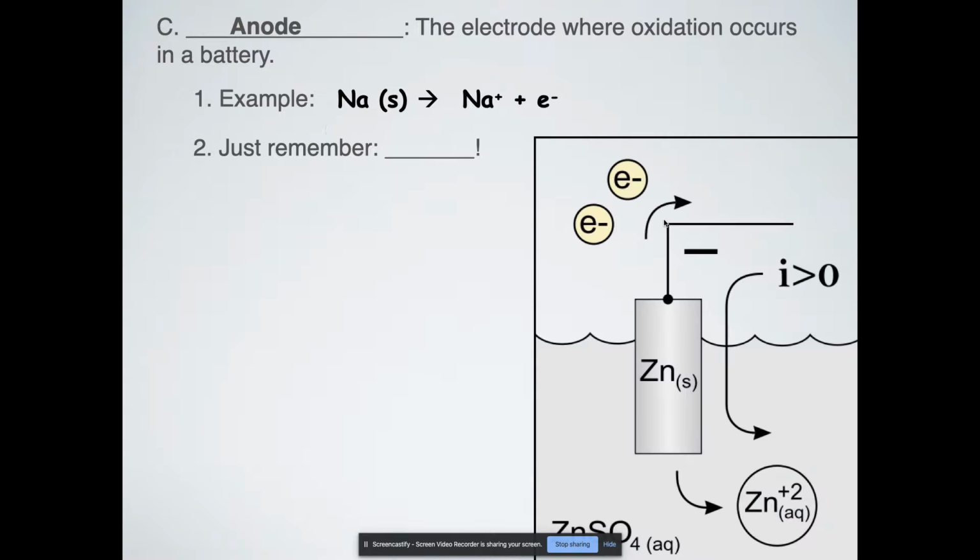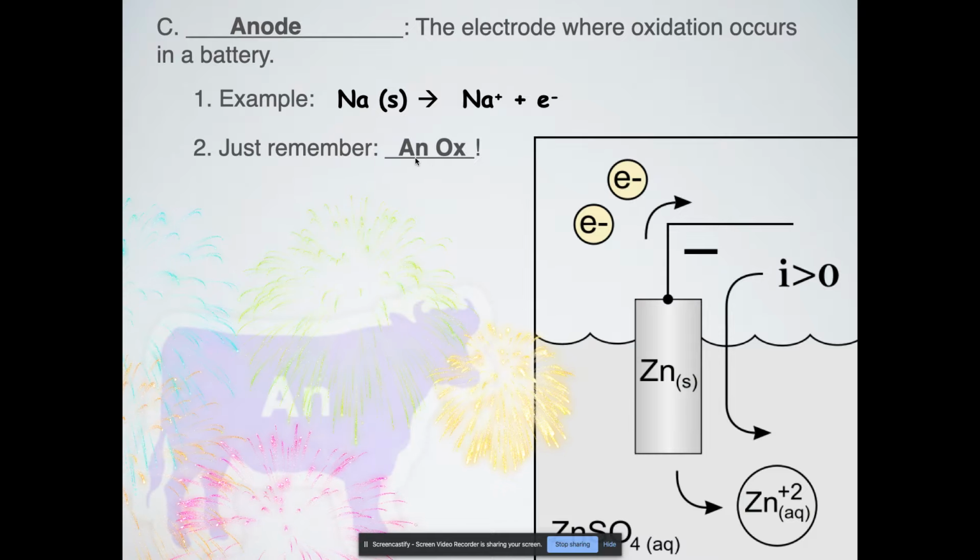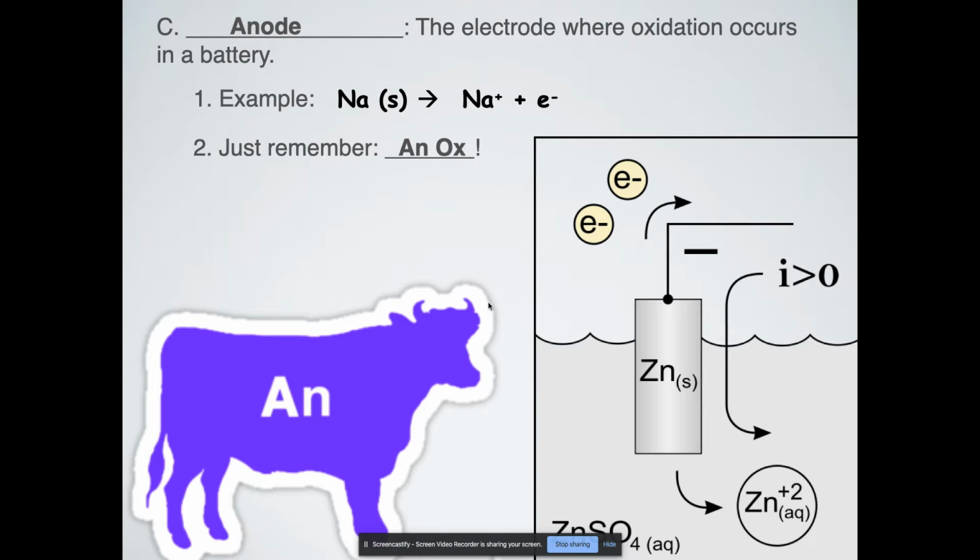Just to reiterate, at the anode, oxidation occurs. So picture an ox. Right here we have an ox, just so you don't forget which one's which. Let's say that we have this portion of a battery. This is an anode. We have zinc. Zinc is losing electrons.